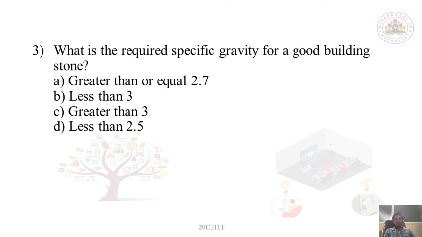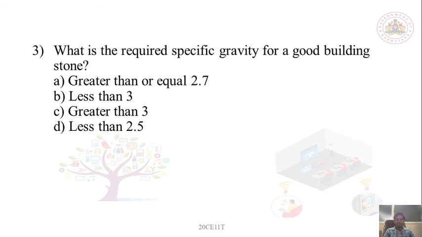The third one is, what is the required specific gravity for a good building stone? Greater than or equal to 2.7 may be the answer. Less than 3 may not be an answer. Some stones may be even more than 3, because if you see aluminium ores, hematite and magnetite, iron ores, they have very high specific gravity, even 3.5, 3.6. Hence you can use those aggregates also for certain kinds of concrete. So we can't deny that here.